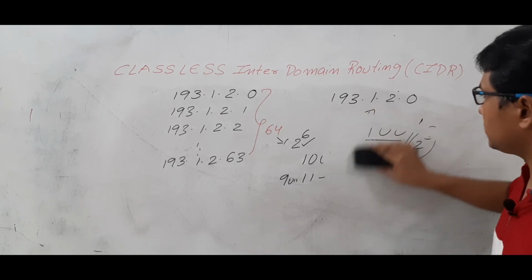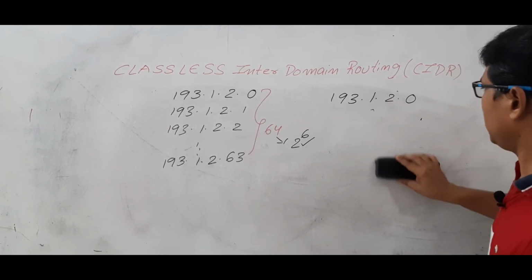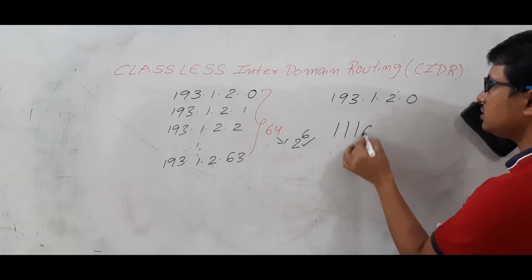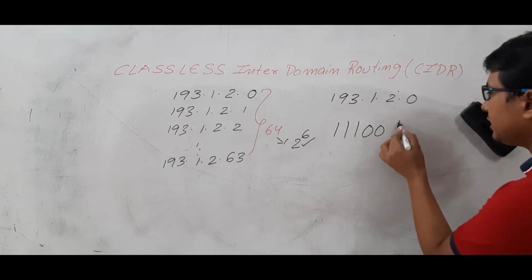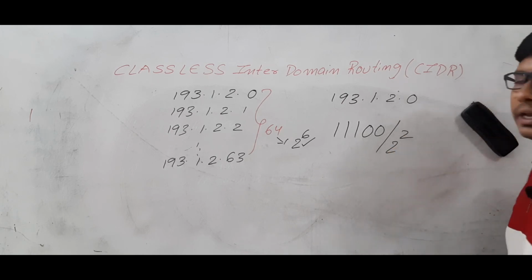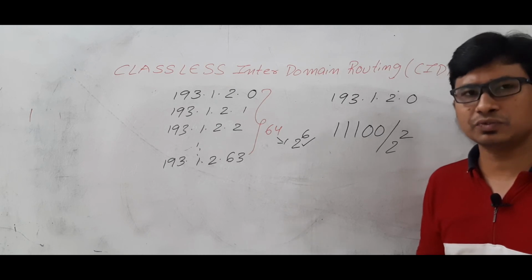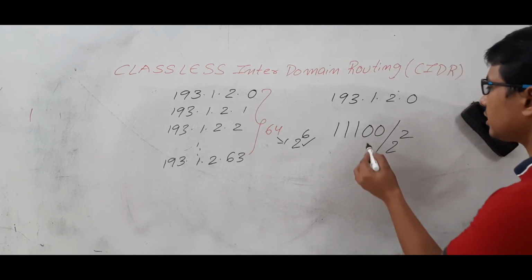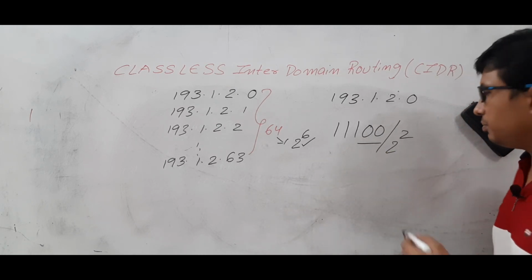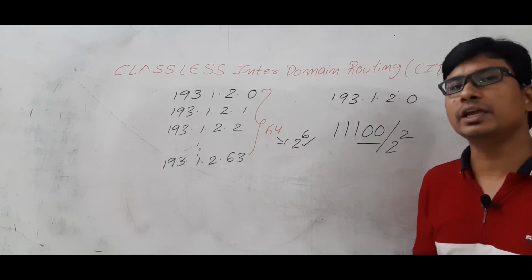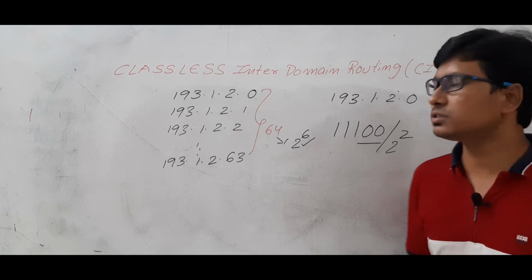If I want to check, let's take this example: whether 11100 will be successfully divisible by 2 power 2 or not. If I say that it is successfully divisible by 2 power 2, then the remainder should be 0. So the meaning is that the first 2 bits should be zeros. Is it clear? Then only I can say that the remainder is 0.